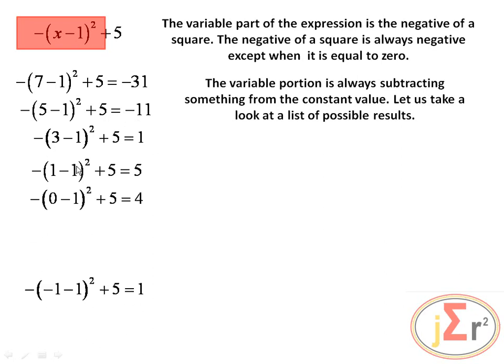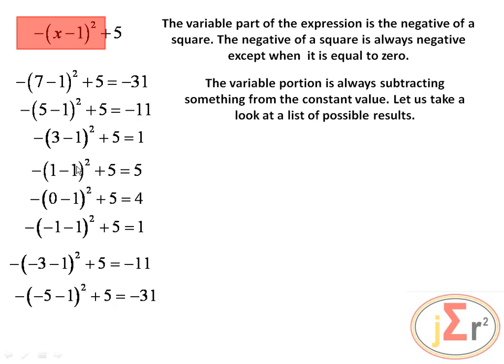And all of the values can be calculated. Let us look at this one. Negative 5 minus 1, that's negative 6. When we square a negative number, we get a positive value. So that will turn out to be positive 36. But we have this accompanying negative sign that will cause the overall result to be negative 36. So negative 36 plus 5 is equal to negative 31.